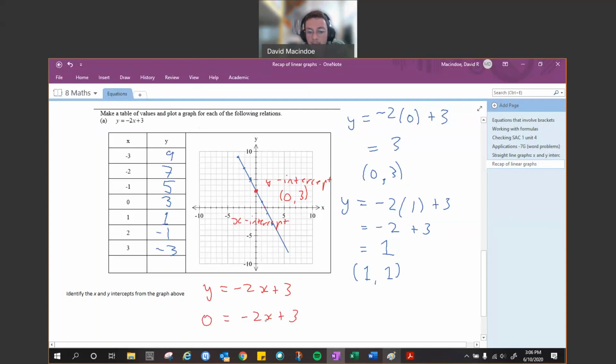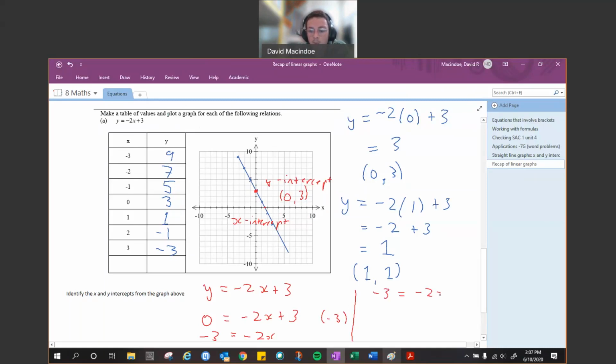I need to get x by itself. First thing I might do is bring this 3 over to that side. If I bring it over to that side, the way I'd be doing that is I would be taking 3 away from both sides. If I did that, it would get rid of the 3 on this side. So I'll do that, and I get minus 3 equals minus 2x. So what I've done there is I've subtracted 3 from both sides. Then, so I've got minus 3 equals minus 2x. I'm just going to rewrite that.